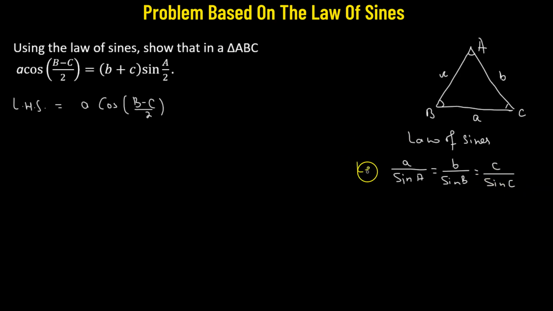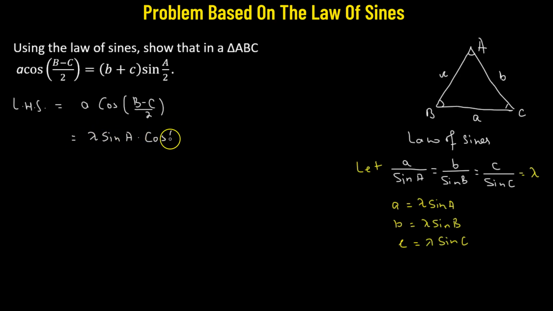So what we'll do in our case, we will assume that these three ratios are equal to a common constant lambda, so that we can represent a as lambda times sine A. Then b will be equal to lambda times sine B, and c will be equal to lambda times sine C. So let's begin. We have a on the left hand side, so we can replace that a with lambda times sine A. So this will be multiplied by cosine of (B minus C) over 2.